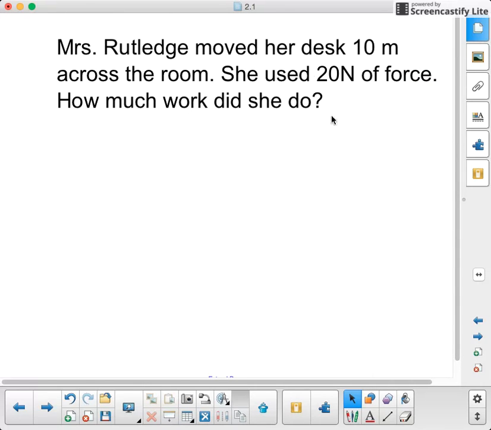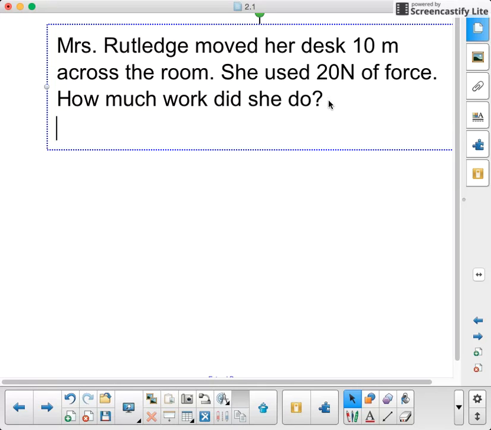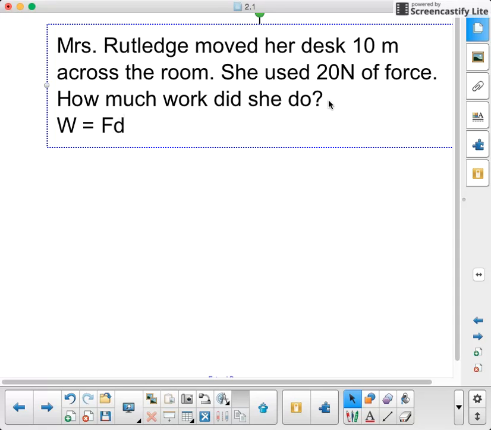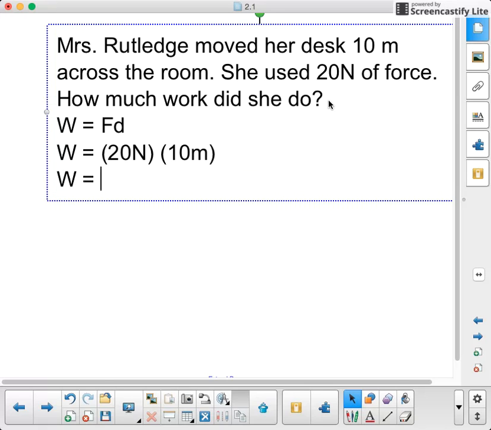Here's an equation using the formula for work. It says Mrs. Rutledge moved her desk 10 meters across the room. She used 20 newtons of force. How much work did she do? We just learned that work is equal to force times distance. So work would be equal to force, 20 newtons, times the distance, 10 meters. So in this example, work is equal to 200 newton meters or 200 joules.